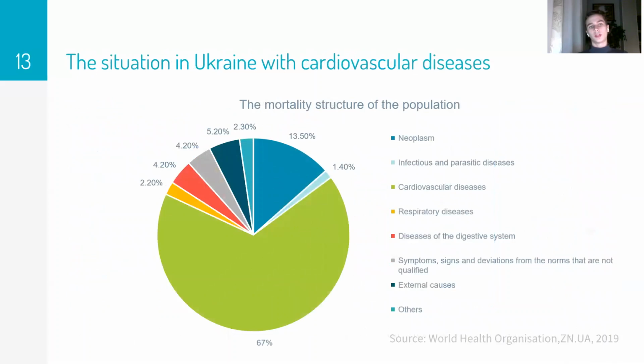So now I want to present the situation in Ukraine with cardiovascular disease. Here I want to present you a plot. The title is Mortality Structure of the Population, and here you can find that in first place we find cardiovascular disease. It takes about 67%. It's a really big number.